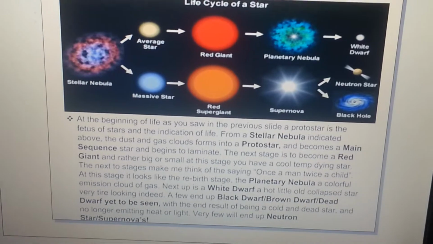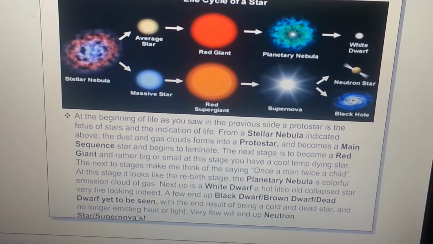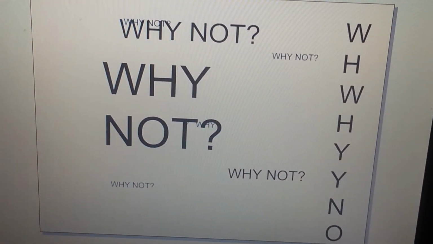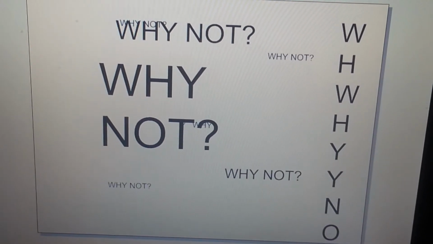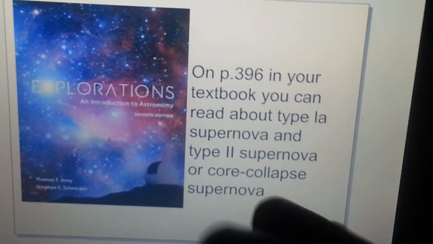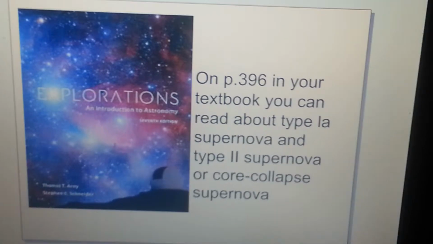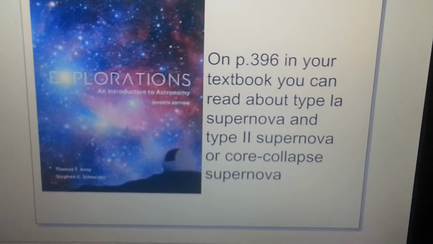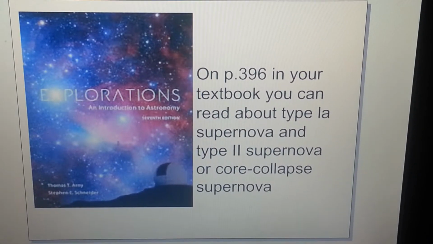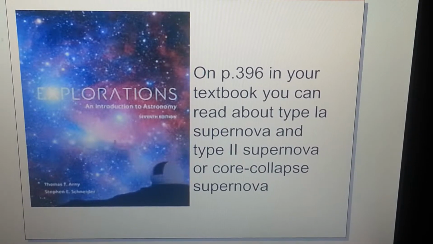Okay, let's move on. And as I said, very few end up as a supernova. You might want to know. Of course you would. You can go into your textbook on page 396 and you can read about the different types of supernova. But let's watch a video real quickly of the life cycle of a star. And then we'll go into why most stars don't end up as a supernova.